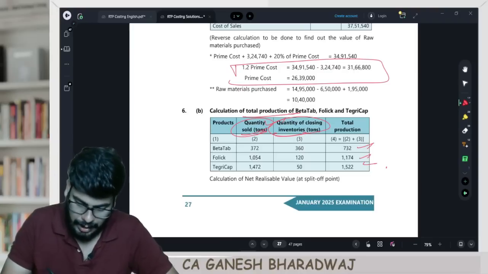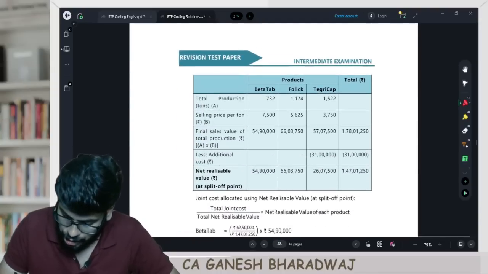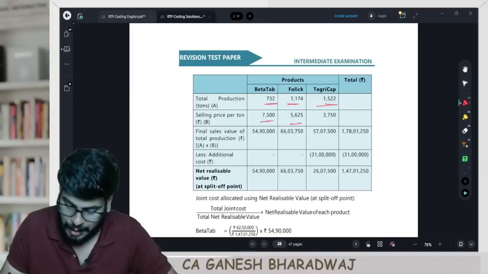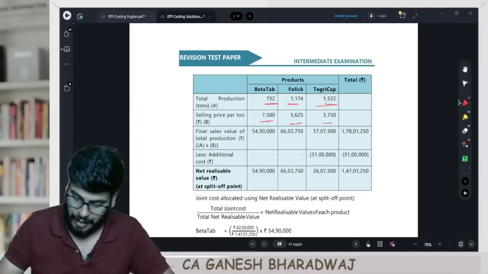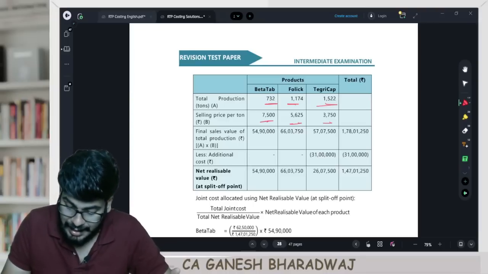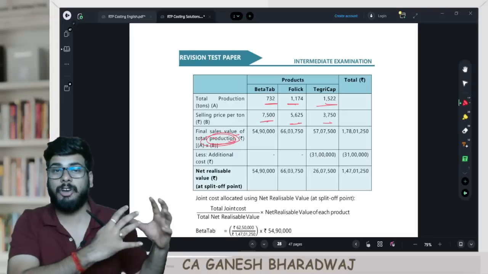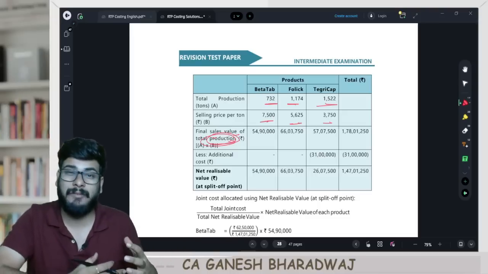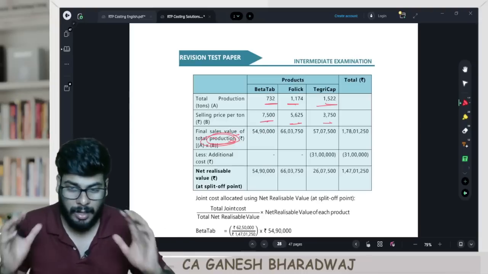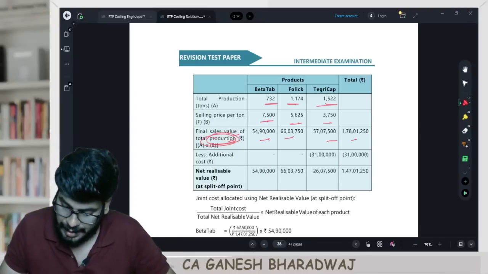Now what they have done, they have just gone ahead to calculate the NRV at split off point. How would they do that? So just now we calculated the total number of units produced, right? Selling price per ton, it's given in the question as 7,500, 5,625 and 3,750, right? You multiply the two, you will get the final sales value of the total production, not just for the units sold, because the joint cost is incurred for every unit produced. It is not incurred only for the units sold, correct? That's the reason why we are arriving at the total value of production, right?